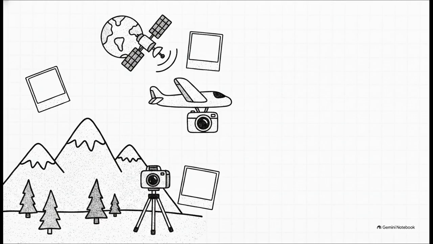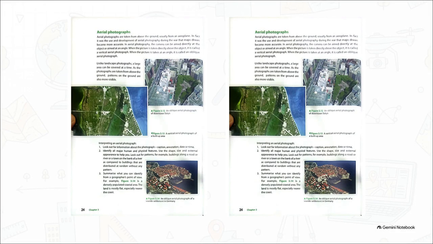In geography, we mainly rely on 3 distinct types of photographs to analyze features. We have landscape photographs, which are taken right down at ground level. We have aerial photographs, usually captured from airplanes. And finally, we have satellite images, beamed all the way down from automated spacecraft orbiting hundreds of kilometers above the Earth. And when it comes to capturing these, the camera angle changes absolutely everything.